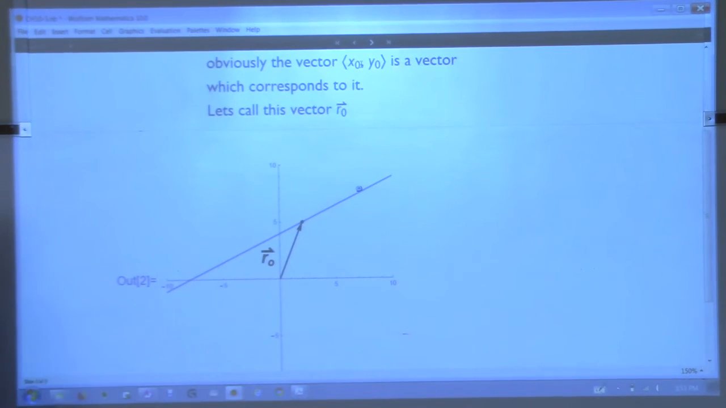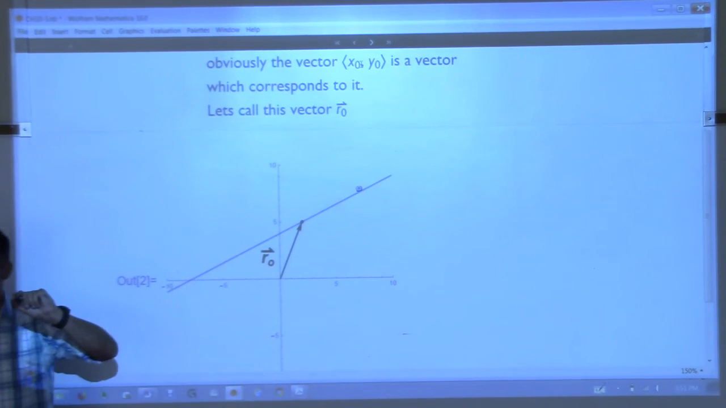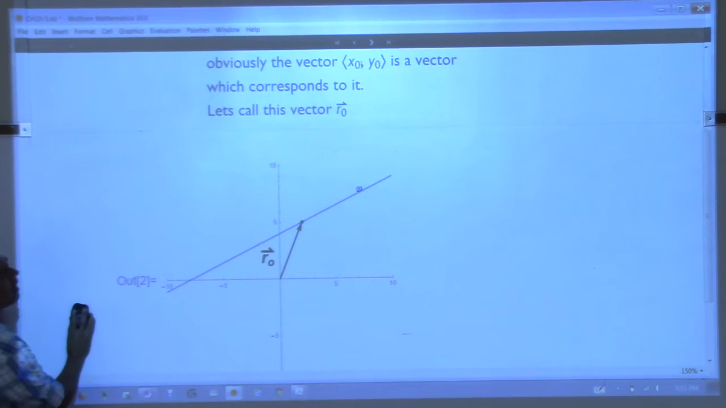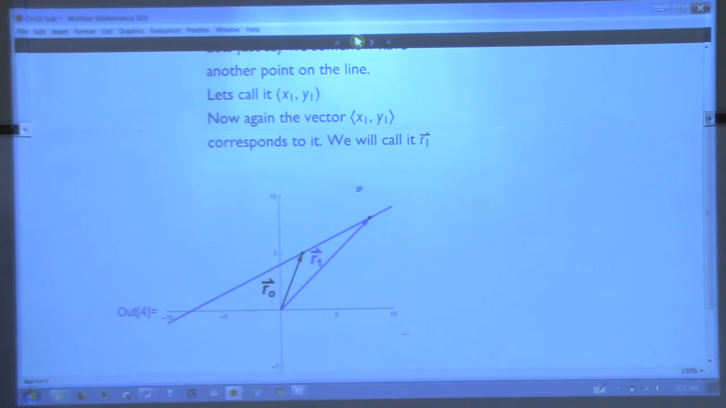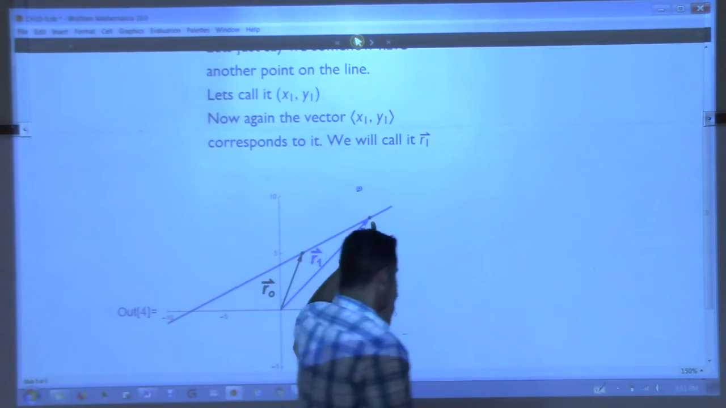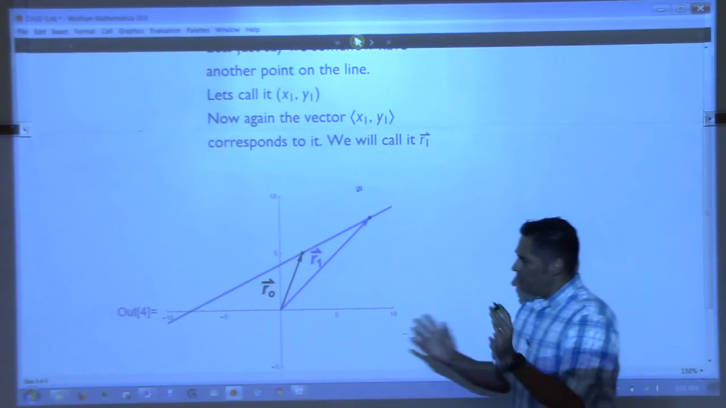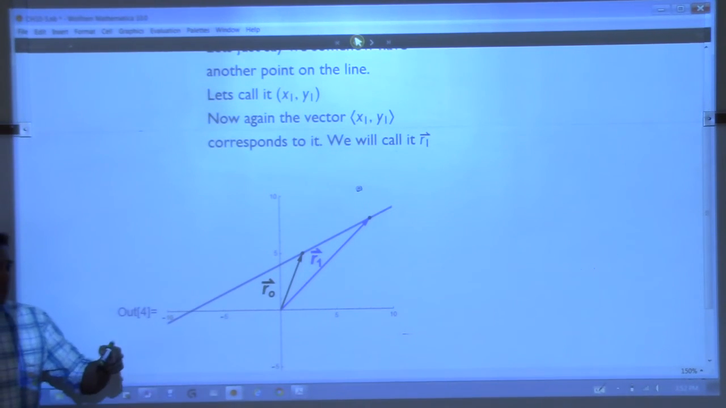So here's how we're going to do it. We're going to start first by having what we call an initial vector, which is a vector that goes from the origin to a single point on that line, right? So that we're going to call R0. And then after we have that, we're going to have a second vector, R1, which goes to some other point on that line. Now, remember, what is it that you need to define a line? If you want to define a line, you have to have what? Slope, right? Y equals, or a y-intercept?